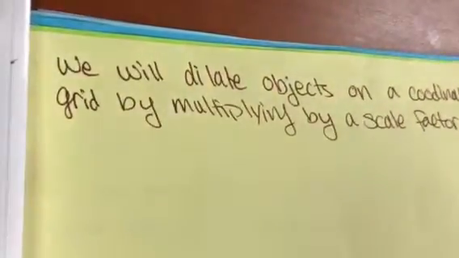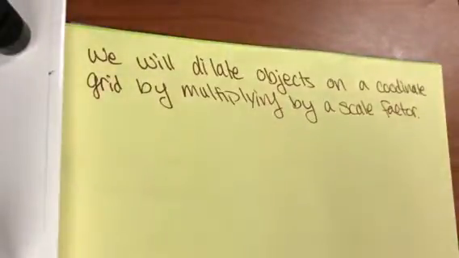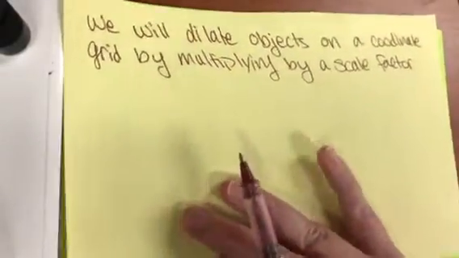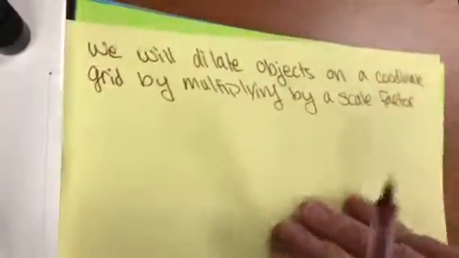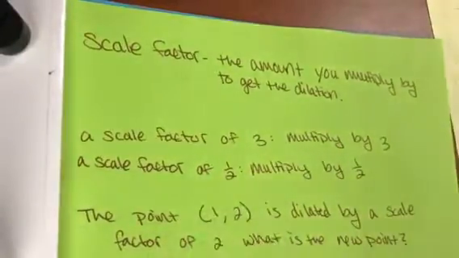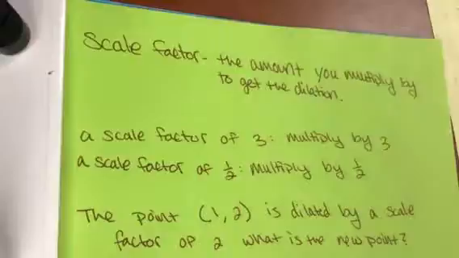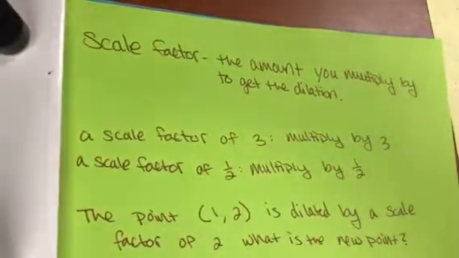Yep. Okay. Your learning target today, let's zoom out, which is a dilation in itself. We will dilate objects on a coordinate grid by multiplying by a scale factor. Are we dividing at all? No, we just multiply by a scale factor. Scale factor is the amount you multiply by to get the dilation.